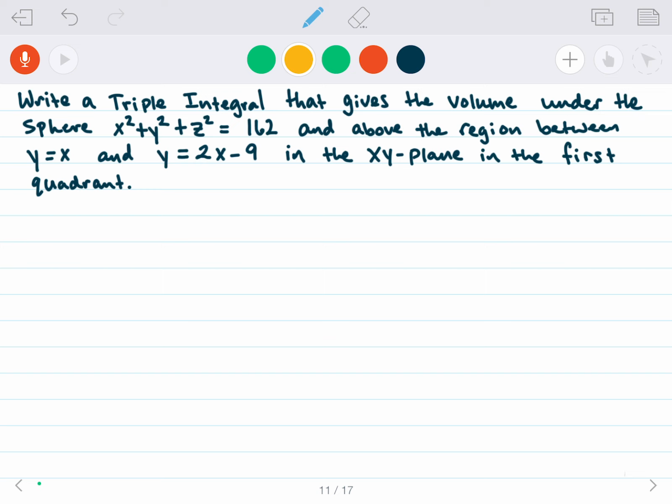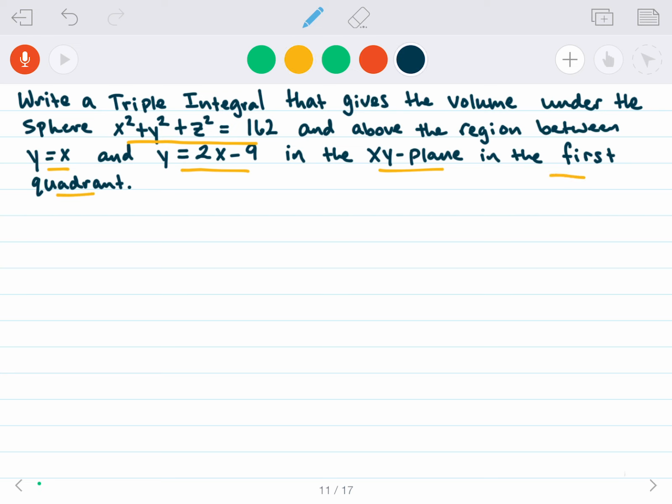Alright, let's take a look at this one. We want to write a triple integral that gives a volume under the sphere, x squared plus y squared plus z squared equals 162, and above the region between y equals x and y equals 2x minus 9 in the xy plane in the first quadrant.